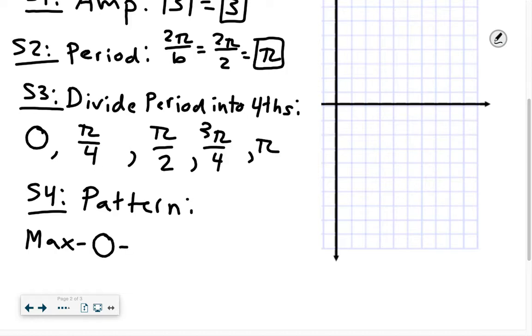So we start at the maximum, and then where do we go? Then we go to 0. Then we go to the min. Then we go to 0. Finish back at the max. Very good. Catch on?